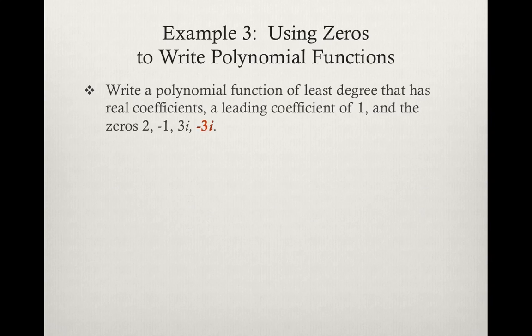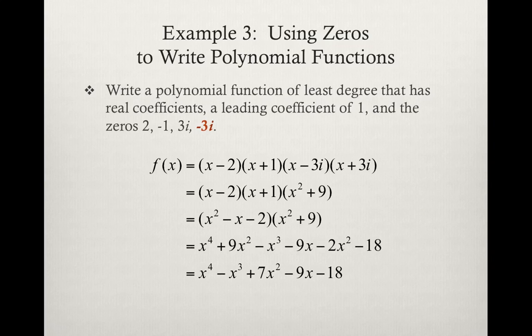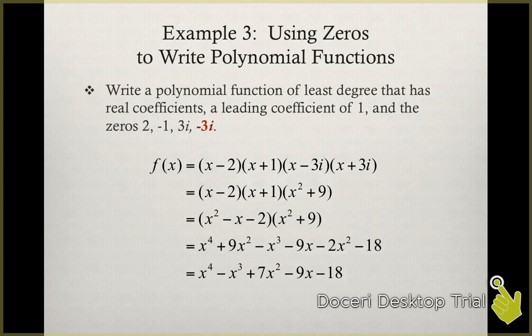So I'm going to add that to the list and then set up my factors from that. So as you work through this, you'll see that we've got x minus 2 from our 2, x plus 1 from our -1, and then x minus 3i. We do the same thing even with the imaginaries, and x plus 3i from that one.